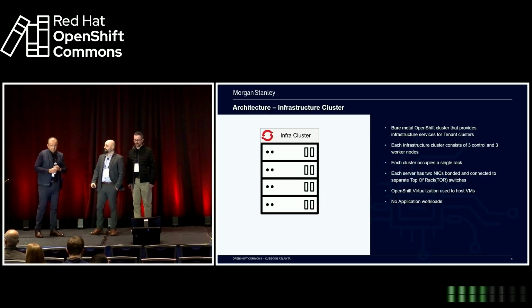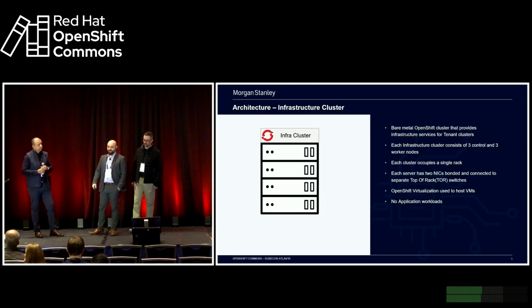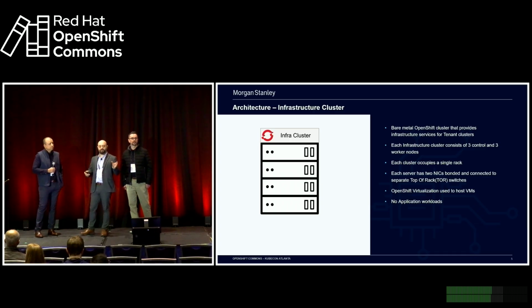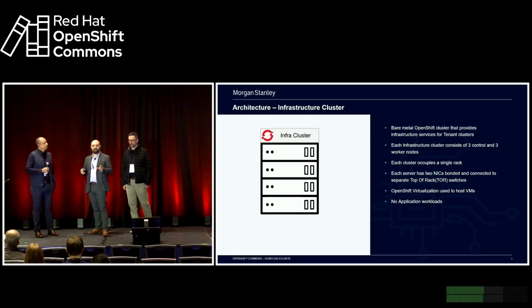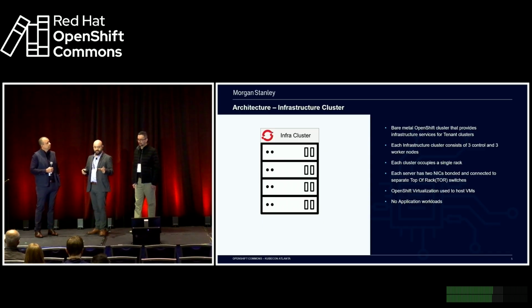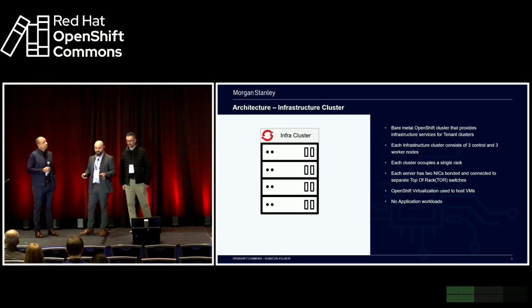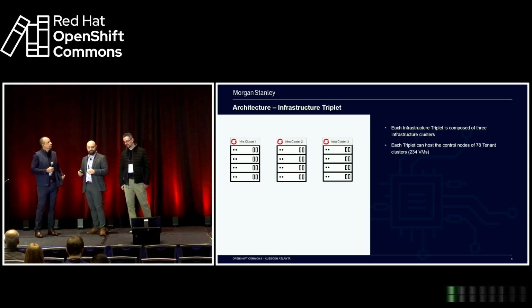All right, so there's a lot going on in that diagram, so I'm going to break it down so it all makes sense. Let's start with the infrastructure clusters. These are bare metal OpenShift clusters with 3 control nodes and 3 workers, and each of these clusters occupies a different physical rack connected to 2 top-of-rack switches for high availability. These are purpose-built clusters to host the VMs of the tenant clusters via OpenShift virtualization.